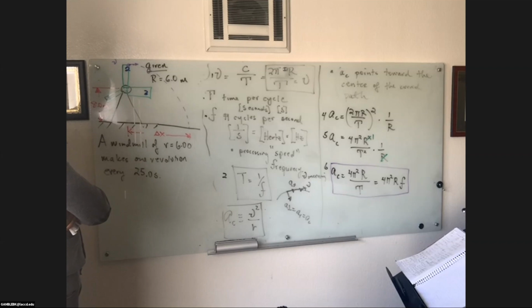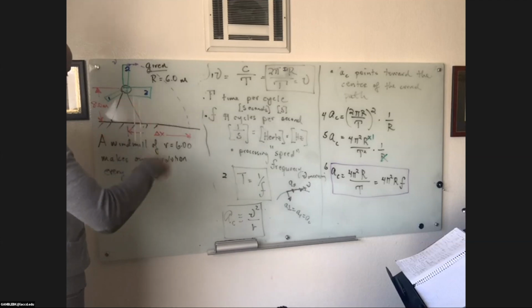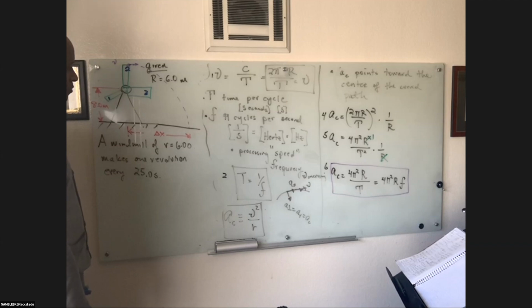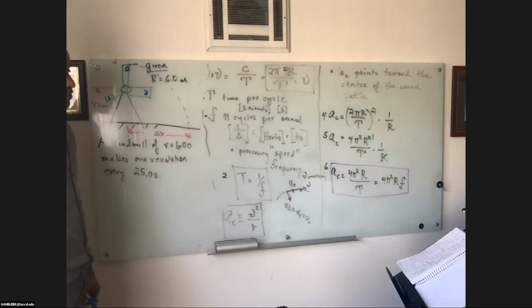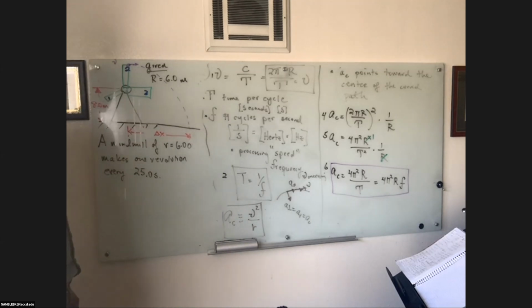That's all the windmill is. So that's 6 meters, but that right there is 8 meters. You know that it makes one revolution every 25 seconds. And I think that is all you need to know to do the problem. It might not look like you have enough information, but you do. That's a pretty good problem. Go for it.